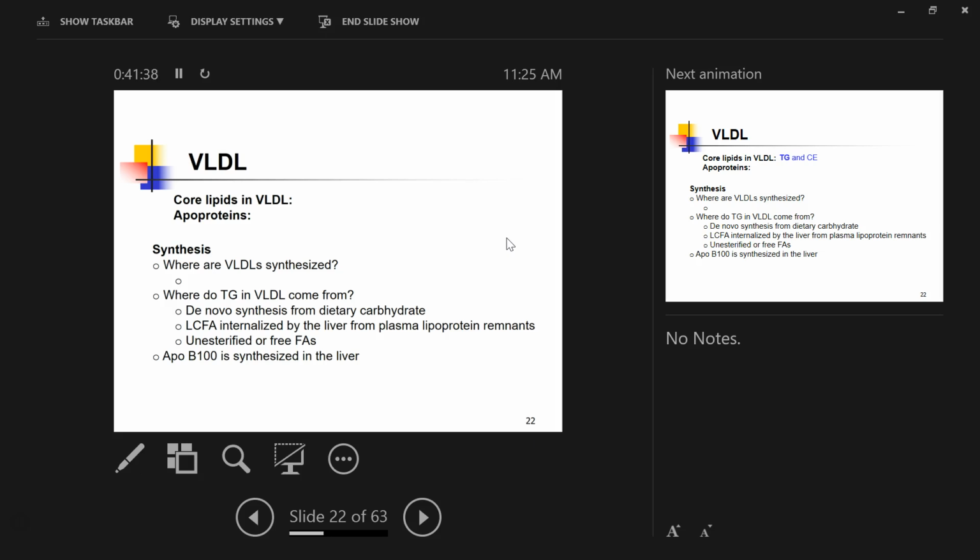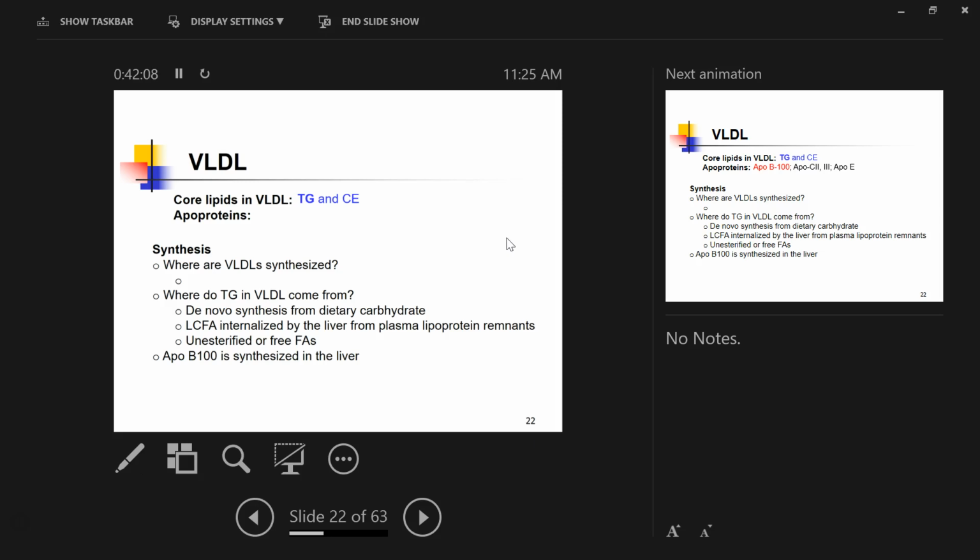Okay, VLDL. So the second largest lipoprotein. What are the core lipids in the VLDL? Triglyceride and cholesterol esters, right? And still triglyceride, you have more triglyceride than cholesterol ester in the VLDL core.